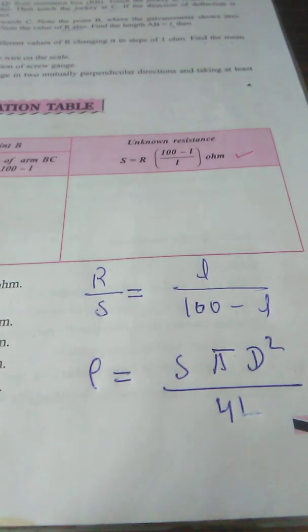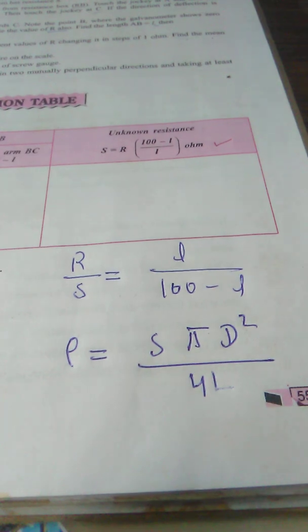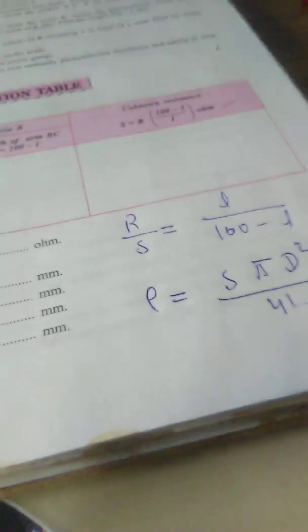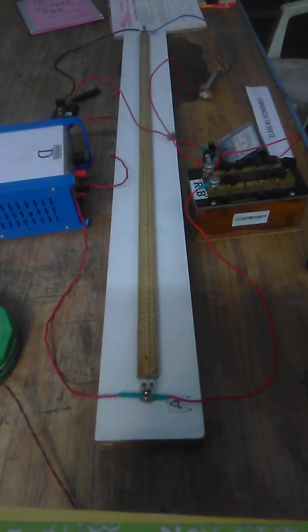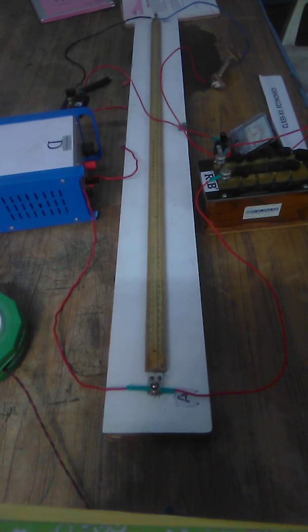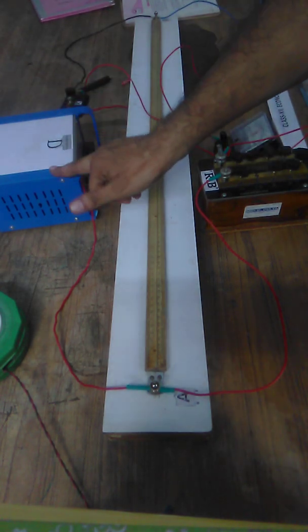Now let us perform it. Okay, let us perform it. So let me show you the circuit first of all. So now see, this is your circuit diagram, this is your circuit. Okay, so now this is your battery eliminator.